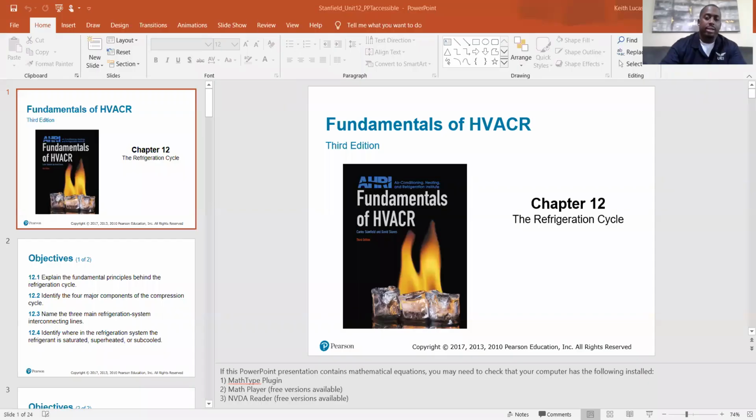Good afternoon, HVAC team. Today we are jumping into Unit 12, and Unit 12 is about the refrigeration cycle, and that's one of my favorite topics to discuss because that's the essence of what we do. As a refrigeration technician, we need to get a good handle on what the refrigeration cycle is and what it does. So let's go ahead and jump into it.